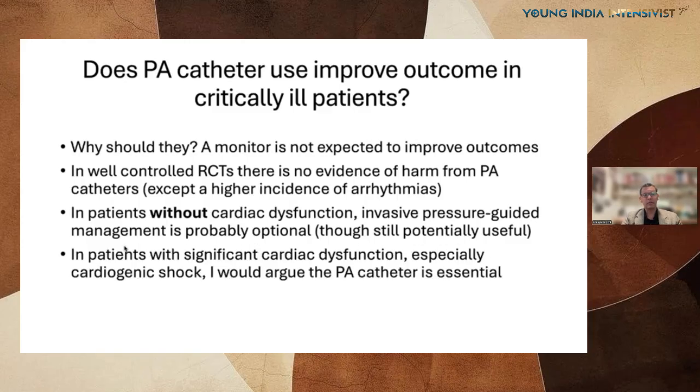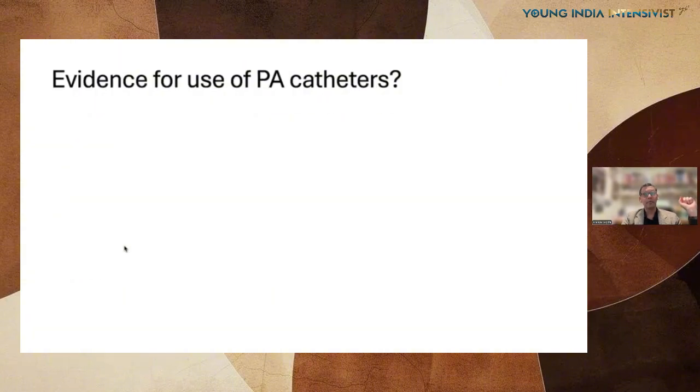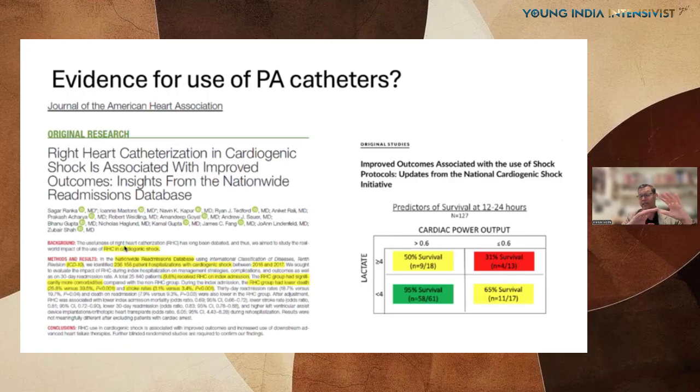But with cardiac dysfunction, and especially in cardiogenic shock, every single Western guideline, cardiology society guidelines now recommend placing PA catheters. Based on what evidence? Based on studies like this. These are retrospective studies, but what they show is that if you've got severe cardiogenic shock, the use of PA catheters to do complete hemodynamic phenotyping is associated with better survival.